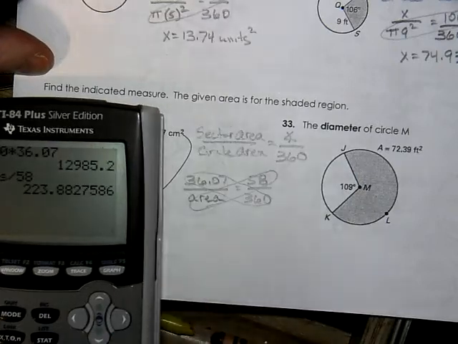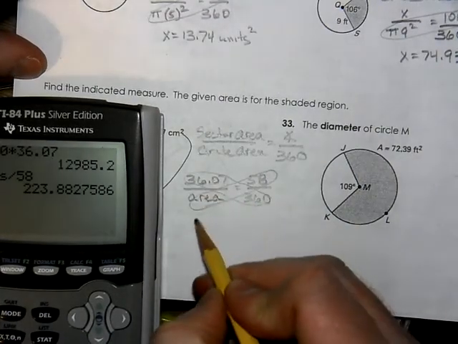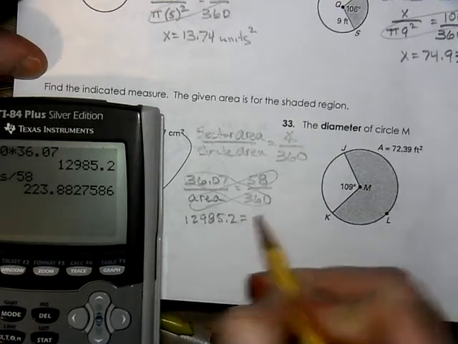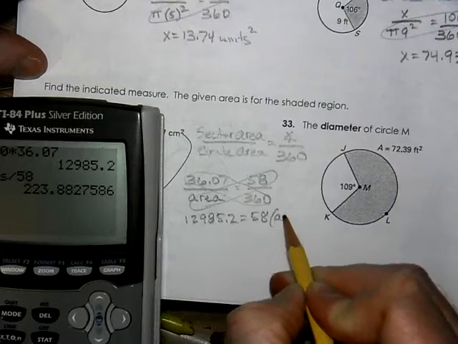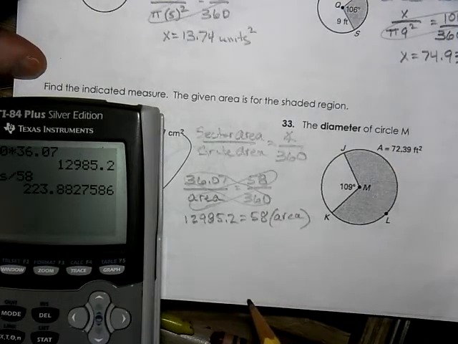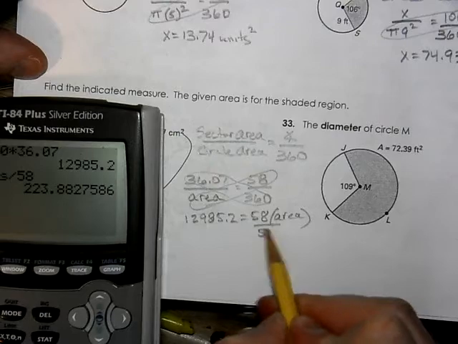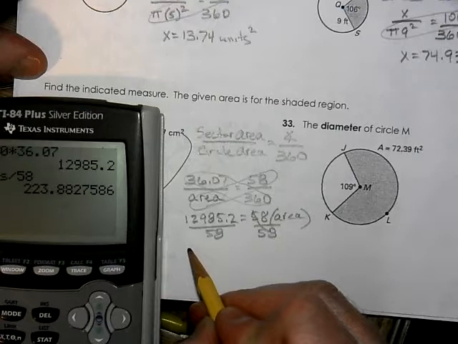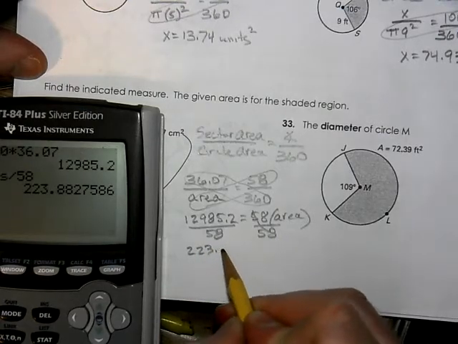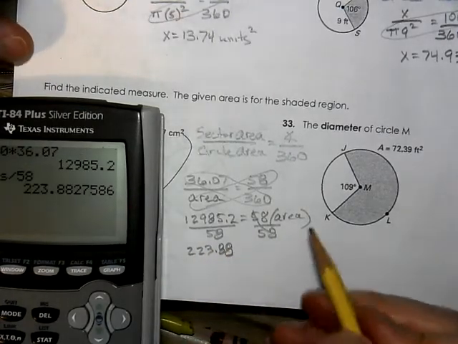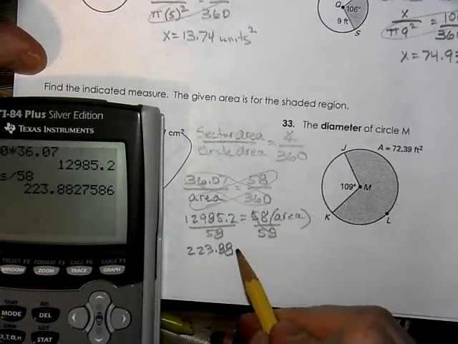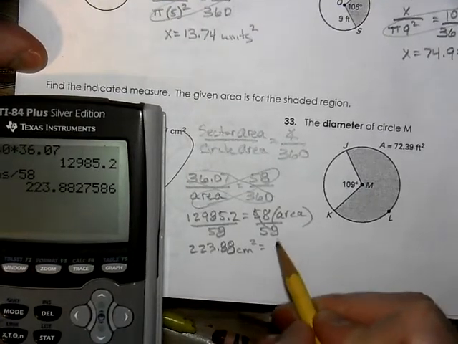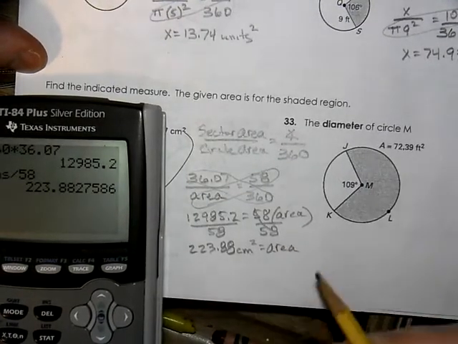So we'll write this out. When we multiply here, we get 12,985.2 equals 58 times the area of our circle. We divide that by 58. Here's how we show our work. 223.88. This is an area, remember, so it's centimeters, that's our units, squared because it's area. And that's the area of our circle.